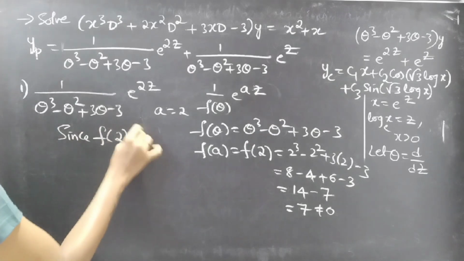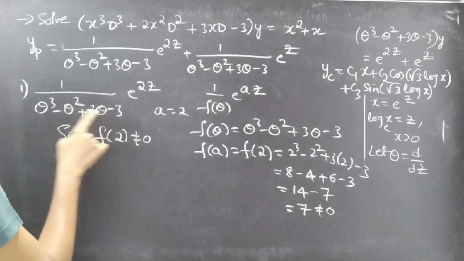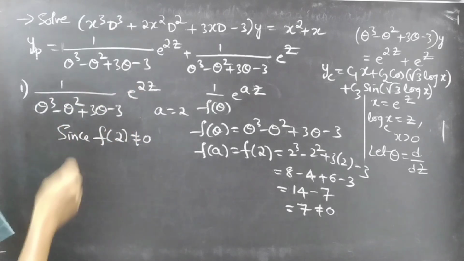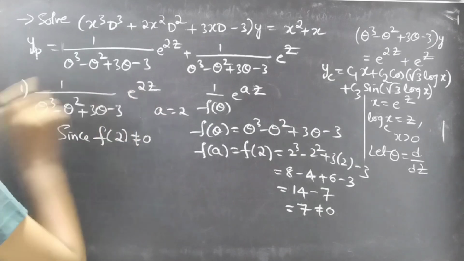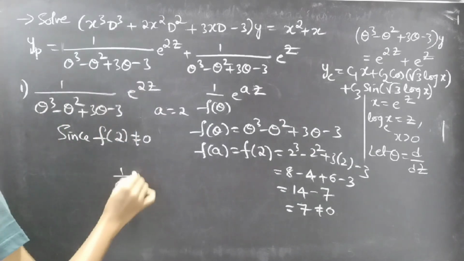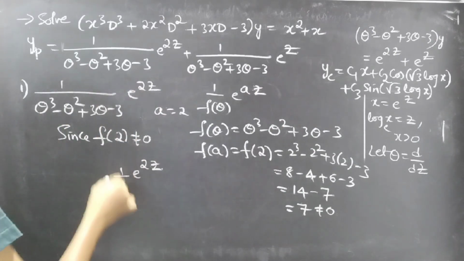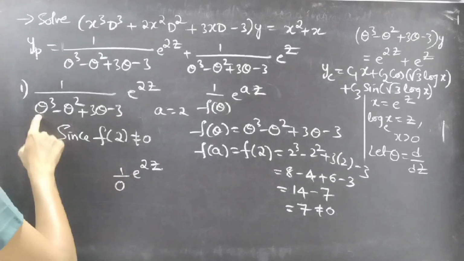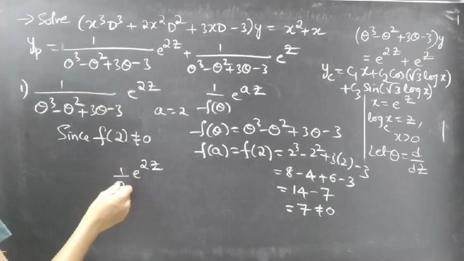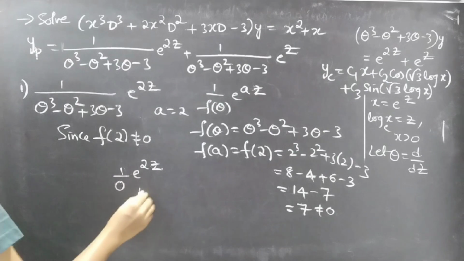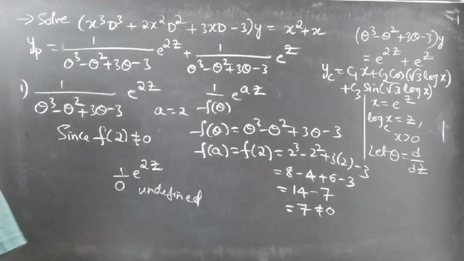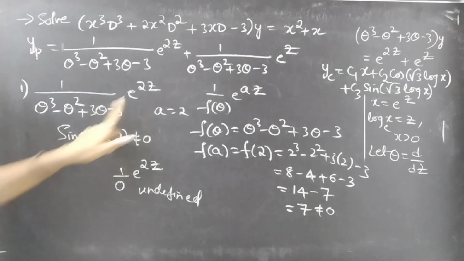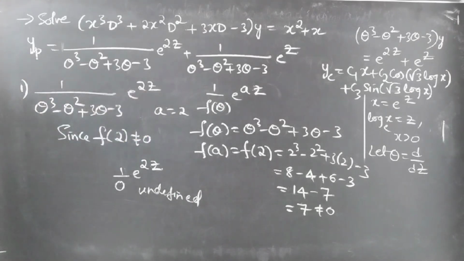Since f of 2 is non-zero, we can replace theta by 2 here. What happens if we get the denominator 0 by replacing theta by 2? We'll get something like 1 by 0 into e power 2z. If we get this, we should not replace theta by 2 because 1 by 0 is undefined, so the total term becomes undefined. But in our case, we got the denominator non-zero by replacing theta by 2. Okay.